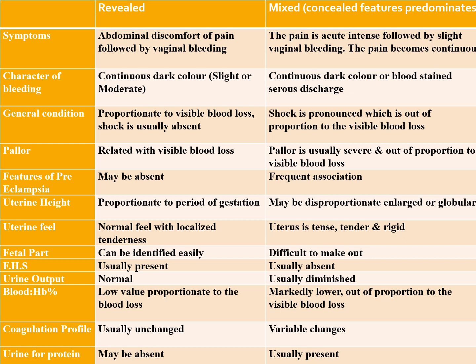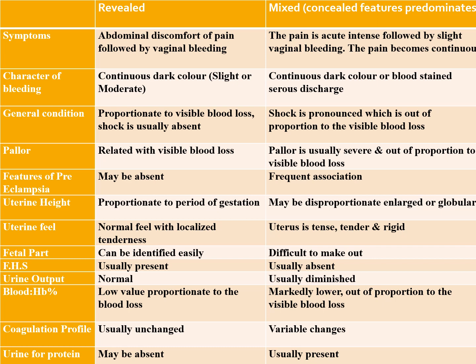Coming to this slide, you can see a table in which all the symptoms are listed. The symptoms of revealed are on one side and mixed and concealed on the other side. Starting with the first, in revealed, the patient will have abdominal discomfort and pain followed by vaginal bleeding. In mixed, the pain is acute, intense, followed by slight vaginal bleeding, and the pain becomes continuous.